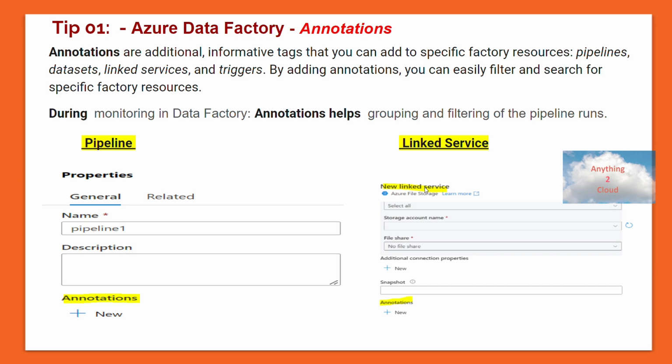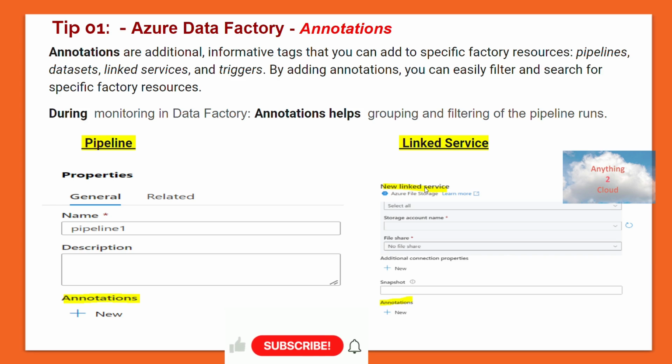In the pipeline, you have something in the properties section called annotations, and you can click plus and new. You can add new annotations to that. For example, if I have an ingestion pipeline, you can give the annotation as ingestion. And if you have a data transfer pipeline, then you can give the annotation as data transfer. Similarly, for any kind of pipeline, you can give a specific word in the annotations. This annotation is going to help you during the monitoring of the pipelines.